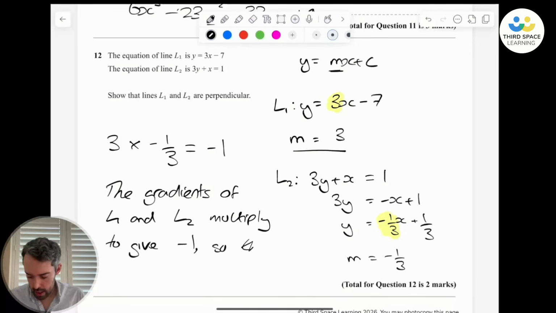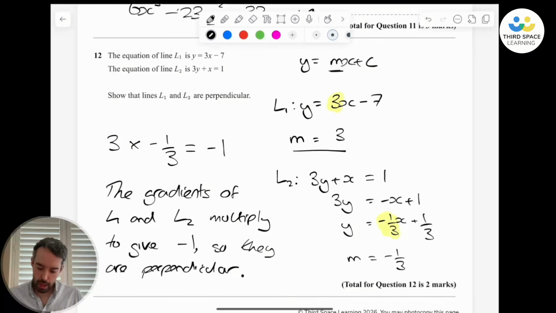So they are perpendicular. Lovely. 2 mark special. Right, where are we going to get these marks from? So we need to find 1 mark for finding this gradient, and then the final mark is for showing a correct conclusion, which is all of that there.